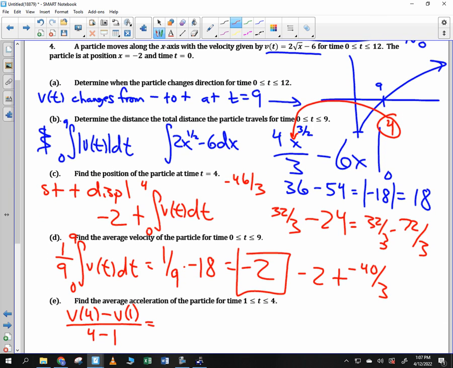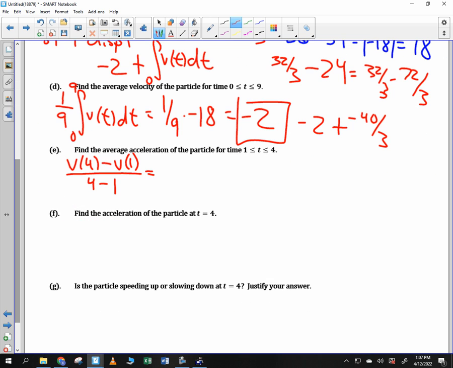All right. So what if I plug in 4 to this? What do I get? Negative 2.